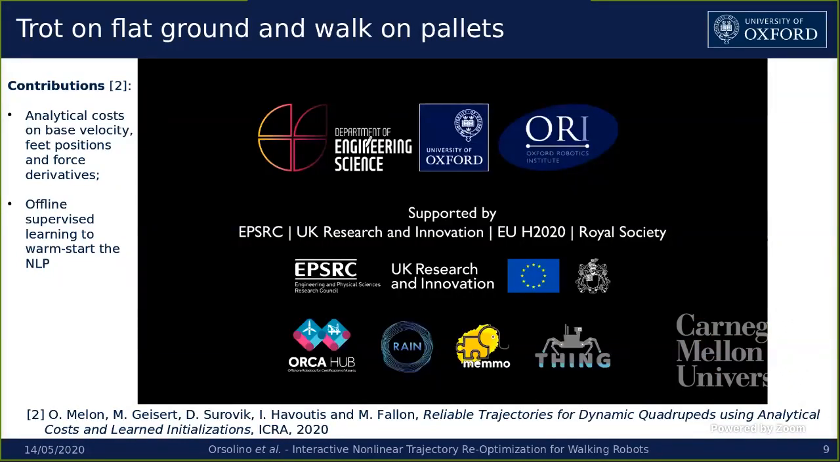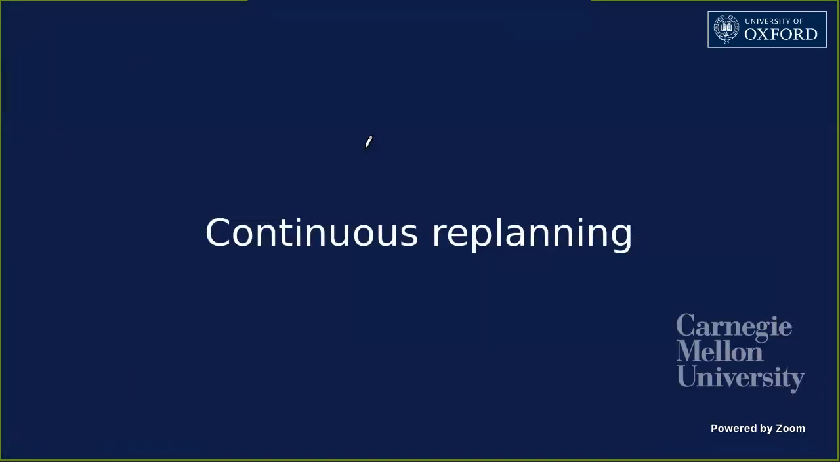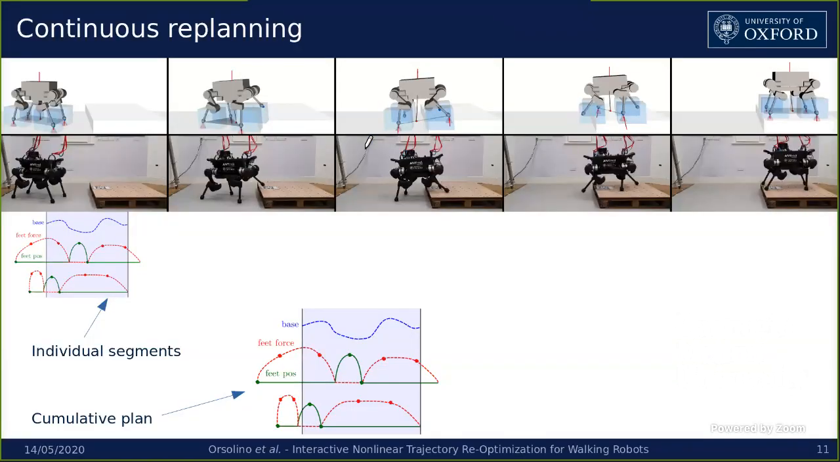So now that we are able to achieve such a high success rate, the next obvious step is to go towards continuous replanning. In this slide, you can see 5 freeze frames of the robot while stepping on the pallet.